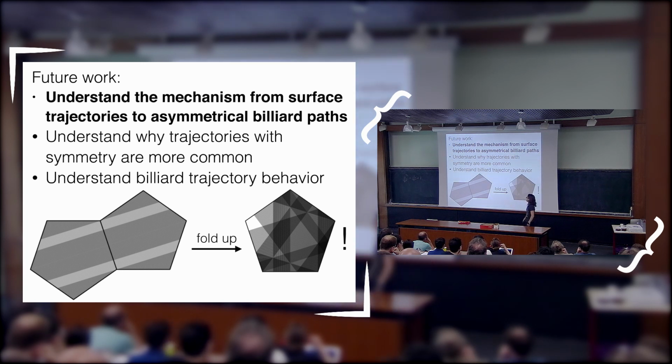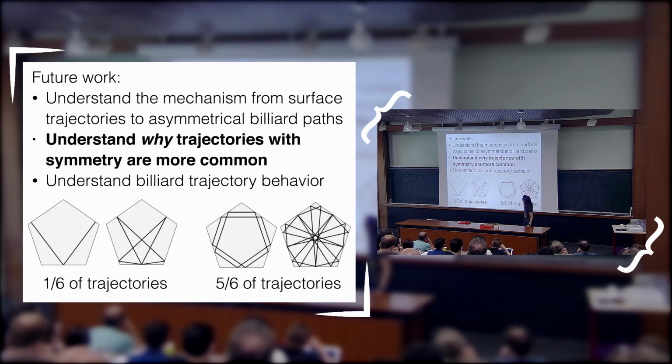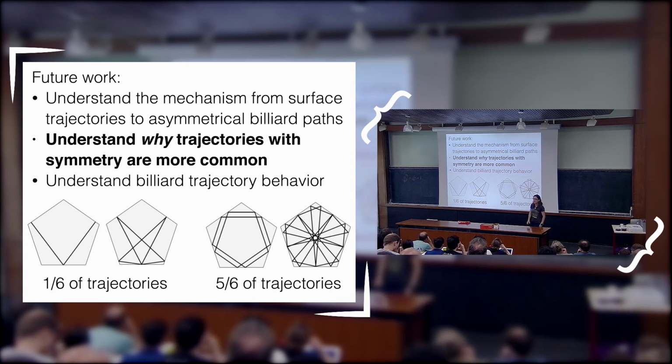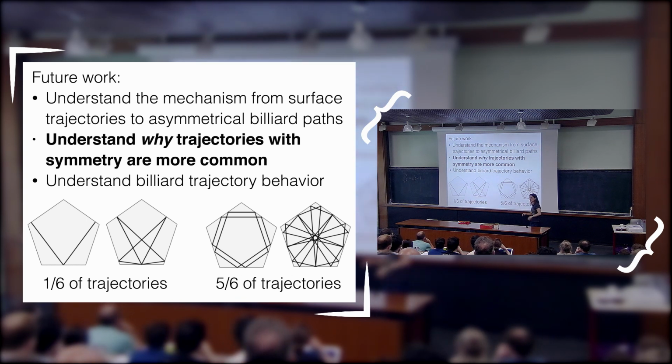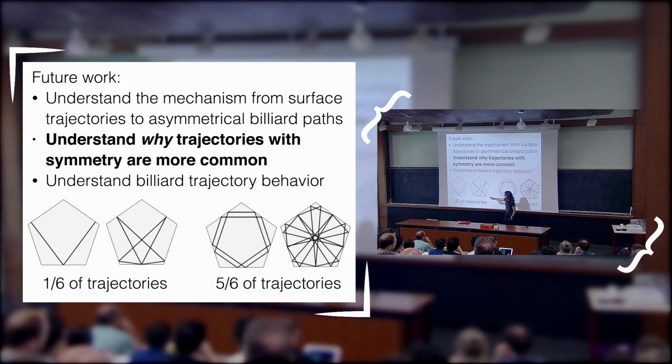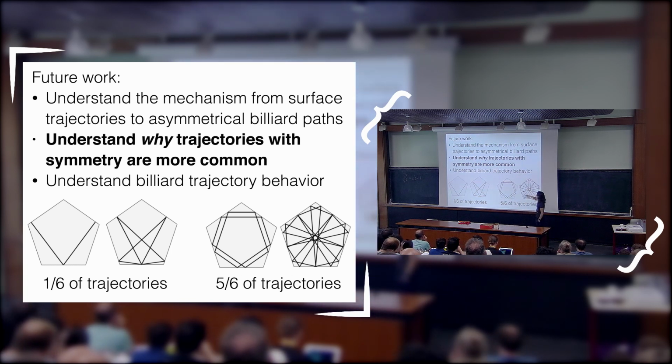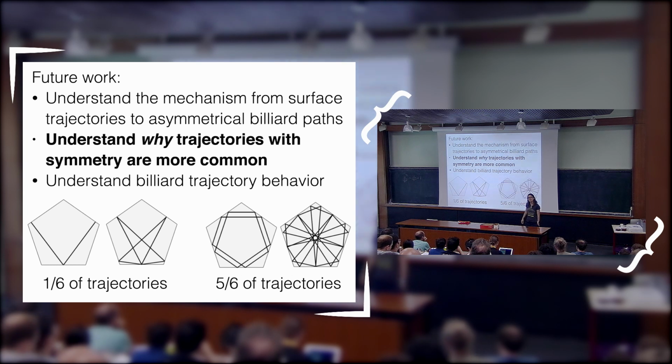I'm working on it. And then I'd like to understand why trajectories with symmetry are more common. Now, we have a proof. It involves the Veech group of the necklace. Actually, I'm pretty happy with it. But, you know, 1/6 of trajectories have just bilateral symmetry, and 5/6 of them have this rotational symmetry as well. And everybody notices that. When you look at the table of them, people notice that these with the rotational symmetry are more common, and people say, oh, why are they more common?